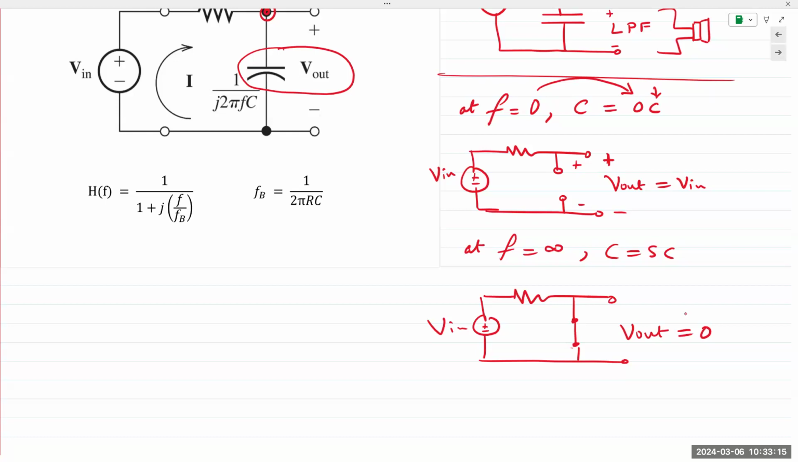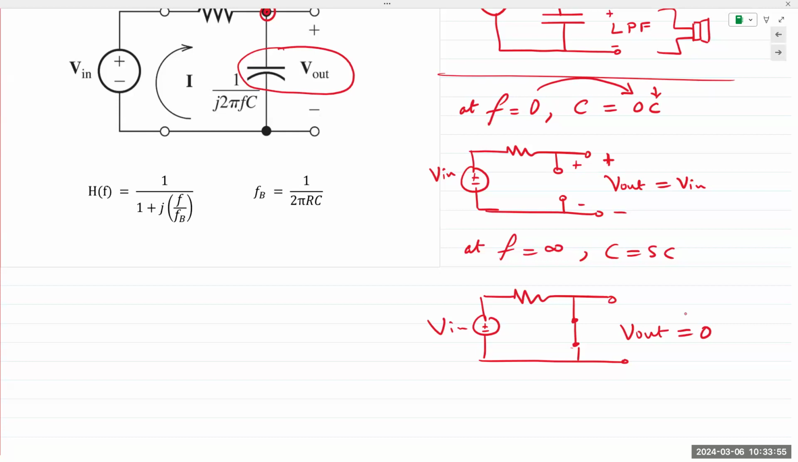Low frequencies, V out is equal to V in, meaning low frequency signals are allowed to pass through to the output. But at high frequencies, when F tends towards infinity, V out drops all the way to 0. That means low frequency signals are allowed to pass through to the output. High frequency signals are blocked, and hence it functions as a low pass filter. That is the effect of the capacitor working at low and high frequencies.